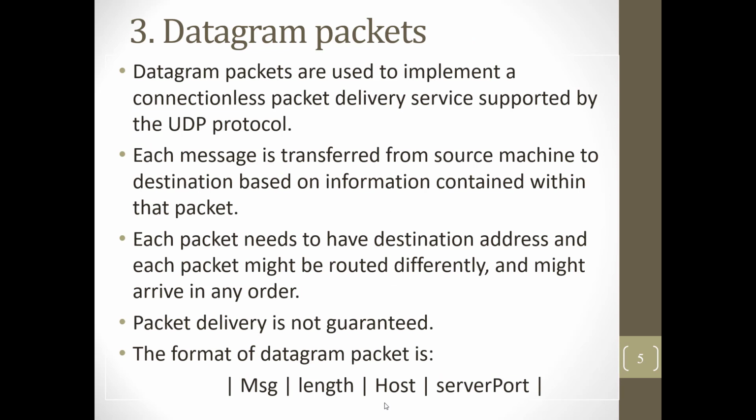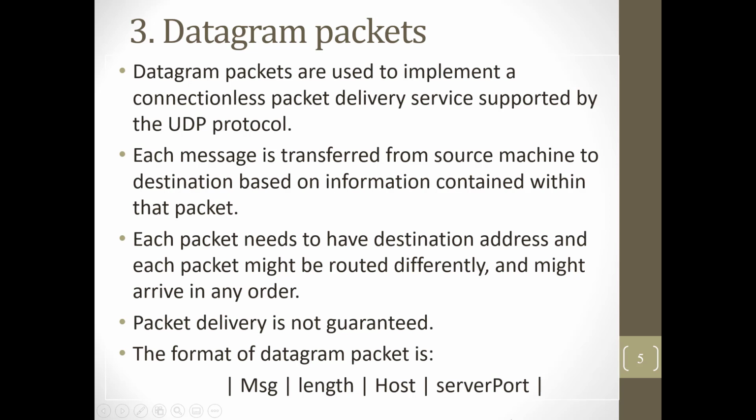Now, we are talking about datagram packets. Generally, datagram packets are used to implement a connectionless packet delivery service that is supported by UDP. Each message is transferred from the source machine to the destination machine based on the information contained in that packet, that is, the source IP address, destination IP address, source port number, and destination port number. Each packet needs to have a destination address and each packet may be routed differently. We cannot say all the packets will travel the same route. In UDP, packets may be routed through different networks or different routers. That is the reason the datagram packets will be received at the destination in a different order, not the same order. Packet delivery is not guaranteed here. Maybe there will be some packet loss. There is no retransmission concept.